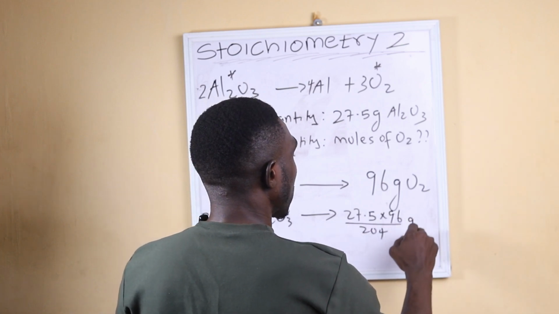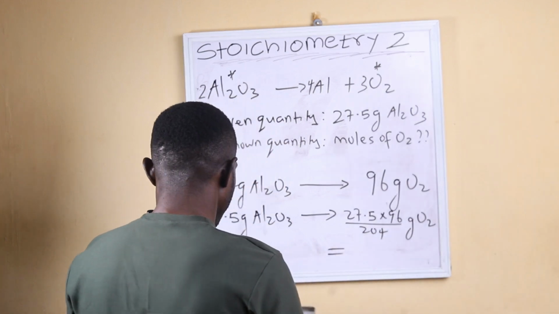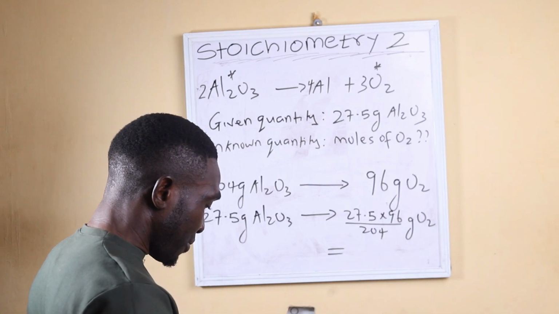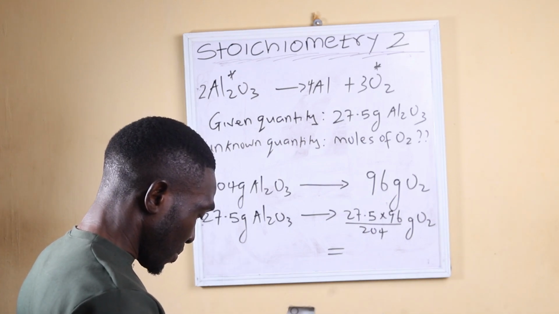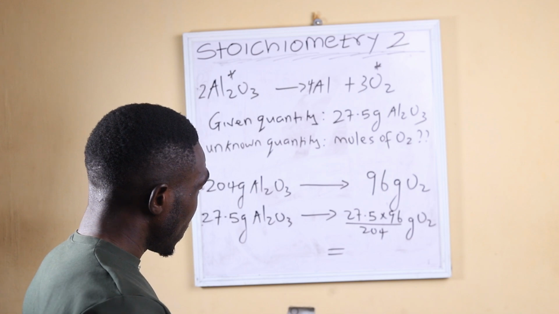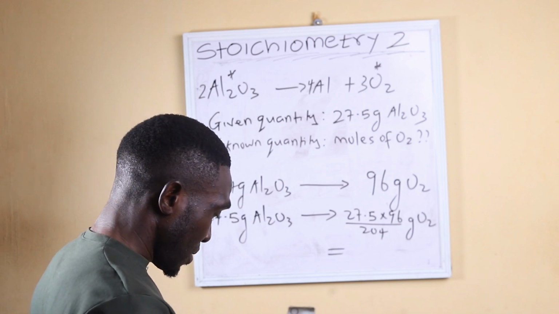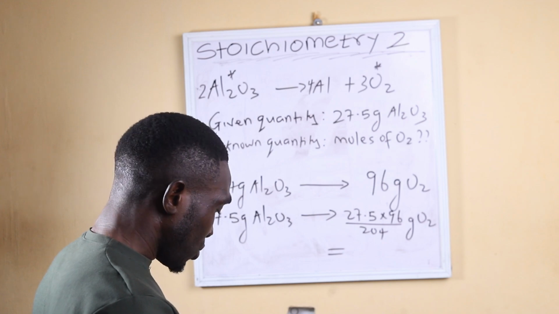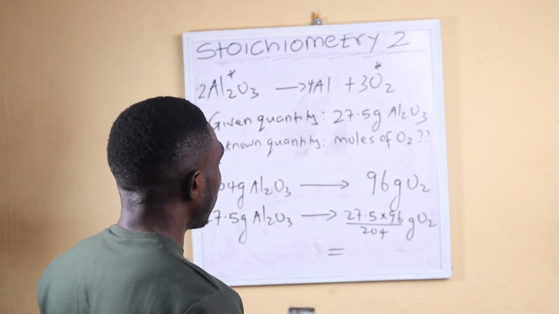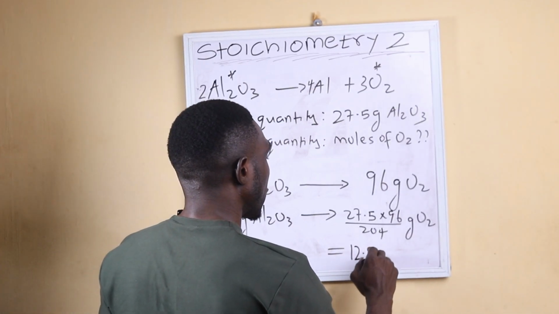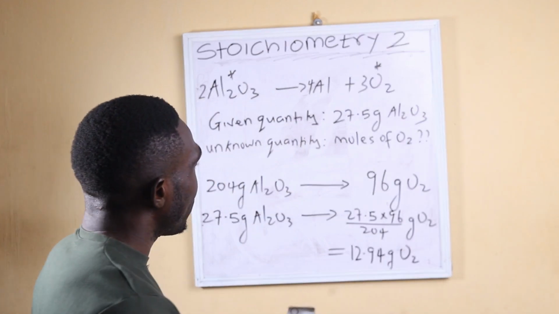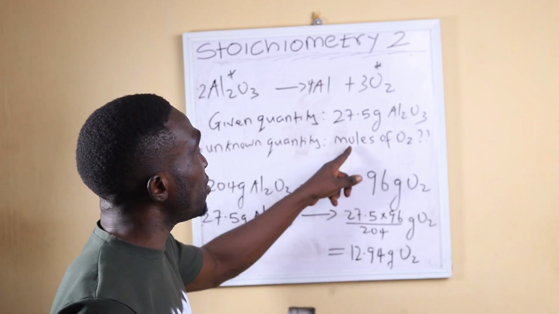Whatever I get here is what? Grams of what? Oxygen. Let's work it out. So I'm going to have my answer to be 27.5 times 96. I'm dividing that by 204. That's giving me 12.94. So I have 12.94 grams of oxygen. Now, this is not my final answer because the question says how many moles of what?